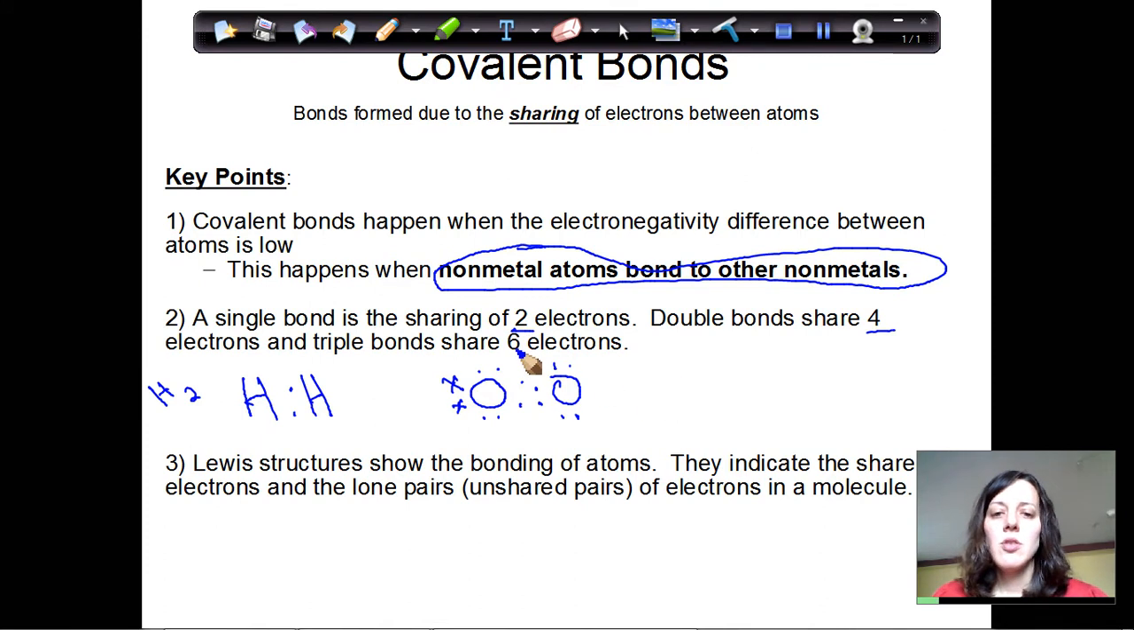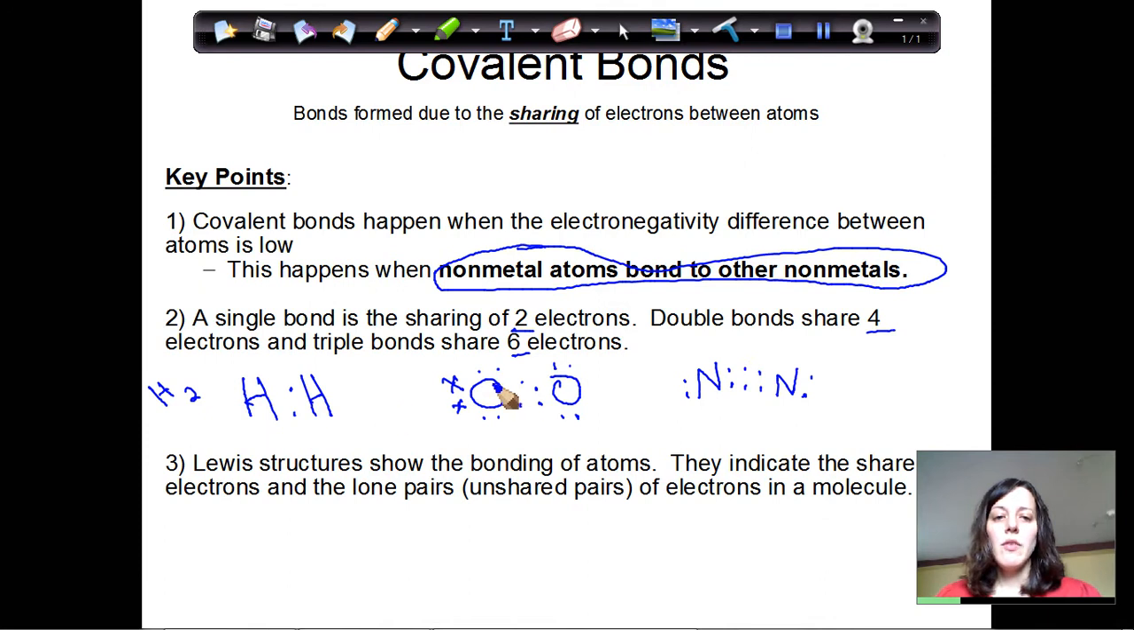Triple bonds share 6 electrons, and our primary example is nitrogen. And each nitrogen has access to these 6 electrons, as well as each nitrogen happens to have a lone pair. Once again, each atom adds up to a total of 8 electrons, which happens to make it very stable.